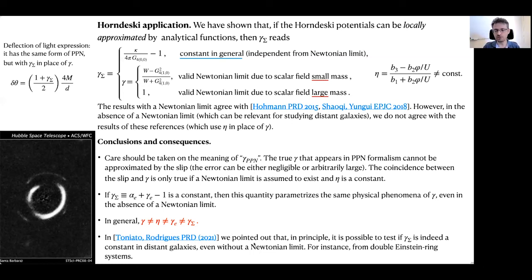In conclusion, and also in our work, we pointed out that in principle, it's possible to test that gamma sigma is a constant. So we can probe whether gamma sigma is a constant or not in a distant galaxy, but it is not easy to do. In principle, this can be done by looking for double Einstein ring systems. This figure here is an example.